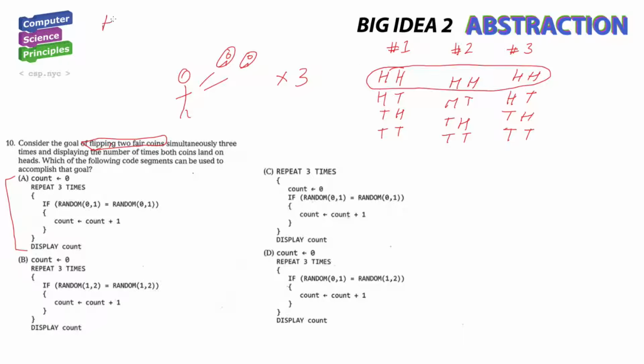For a head or a tail, they each have a probability of 1/2.